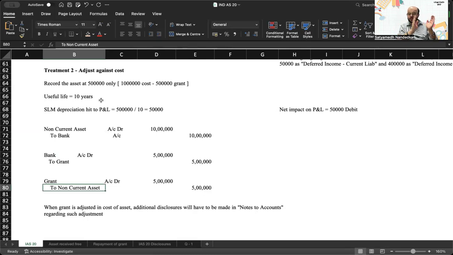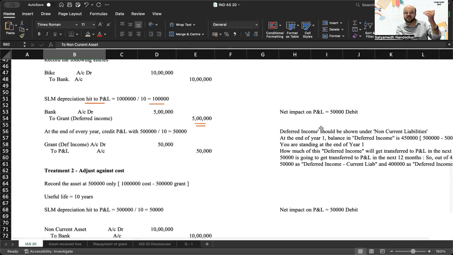If you use the adjustment against cost method, you record the entry for receipt of grant in the normal way, and then you adjust the amount of grant against the asset cost, grant account debit to asset account, and then you depreciate as usual. If you are using the deferred income method, record the asset at cost by recording an entry non-current asset to bank, and start depreciating the asset over its useful life. Whatever is the amount of government grant received, record a regular entry bank account debit to government grant deferred income account, and then over the entire useful life of the asset, keep on writing back this amount of grant to the profit and loss account, debit the government grant and credit P&L.